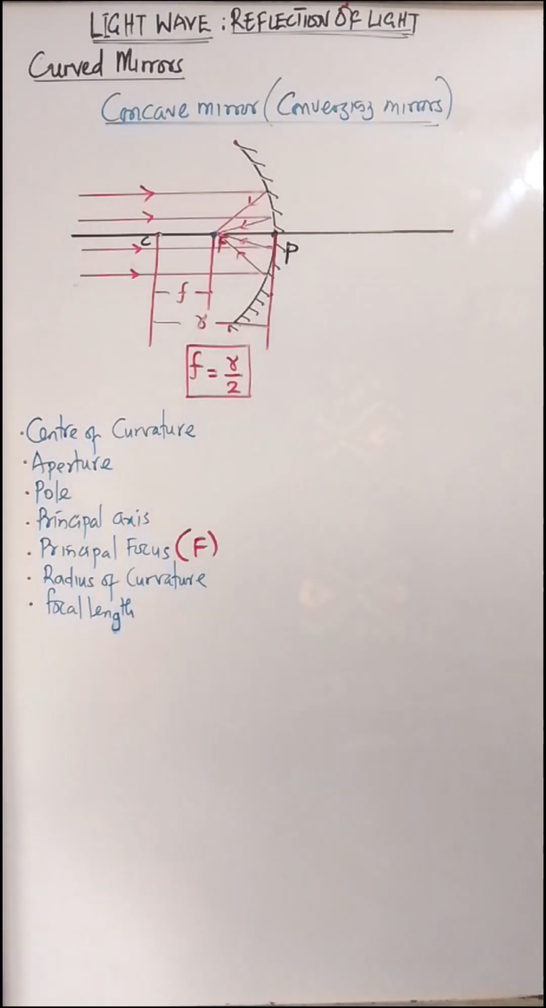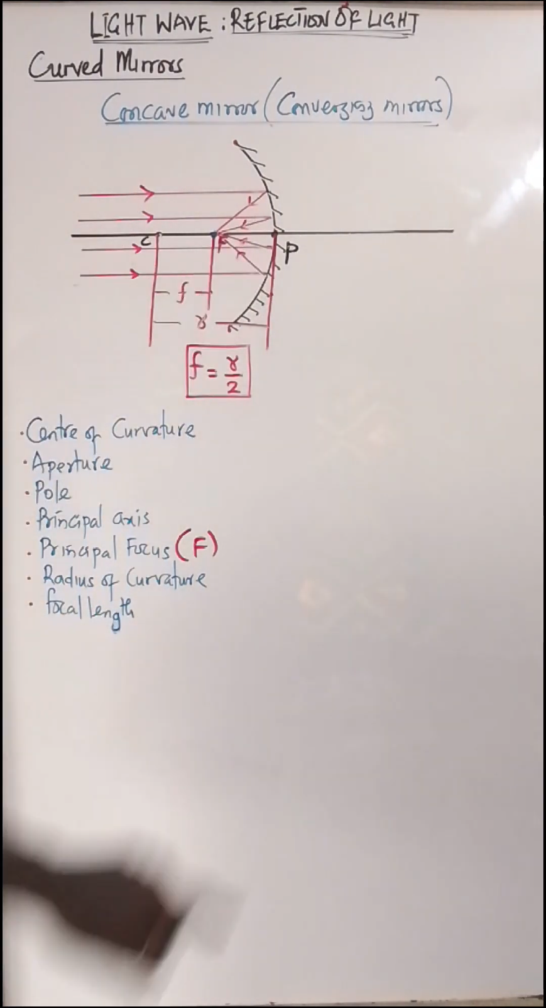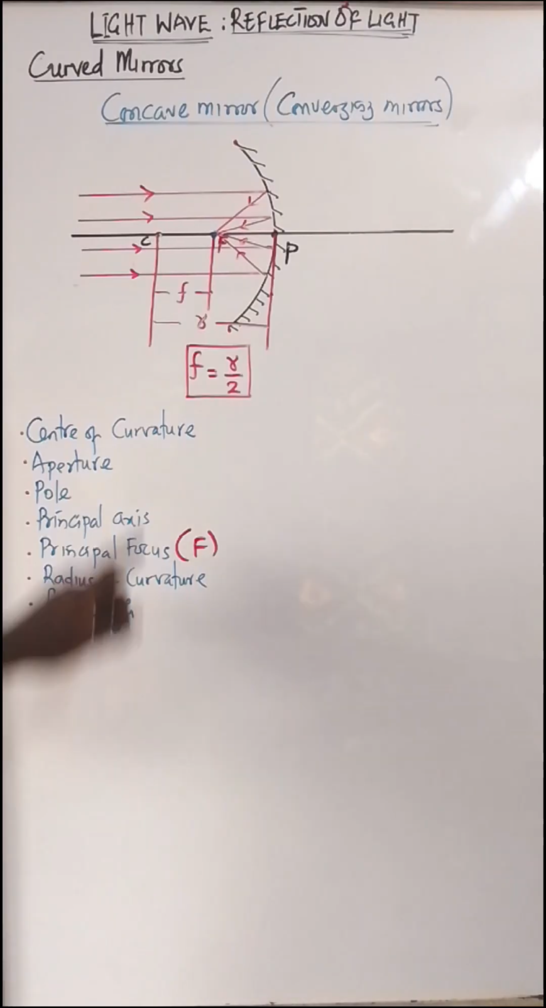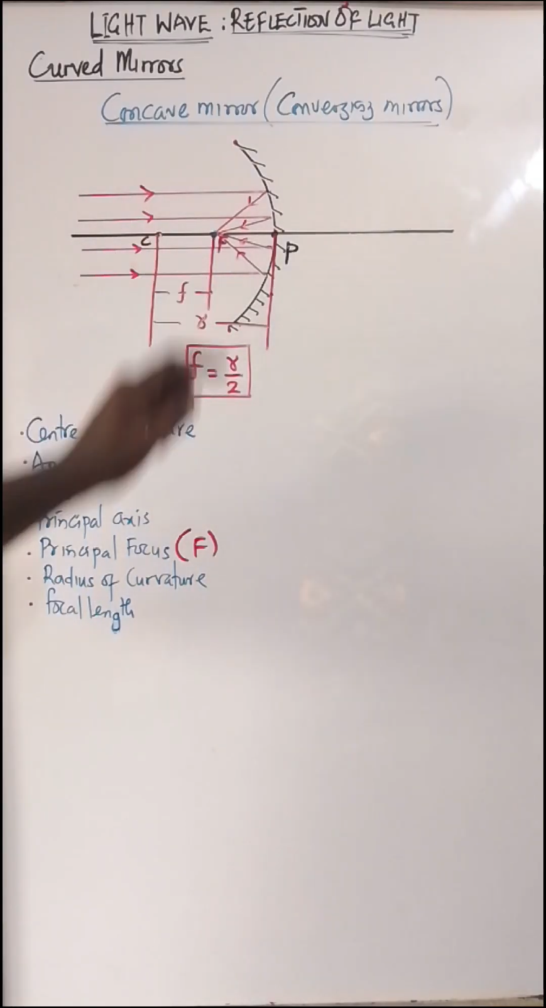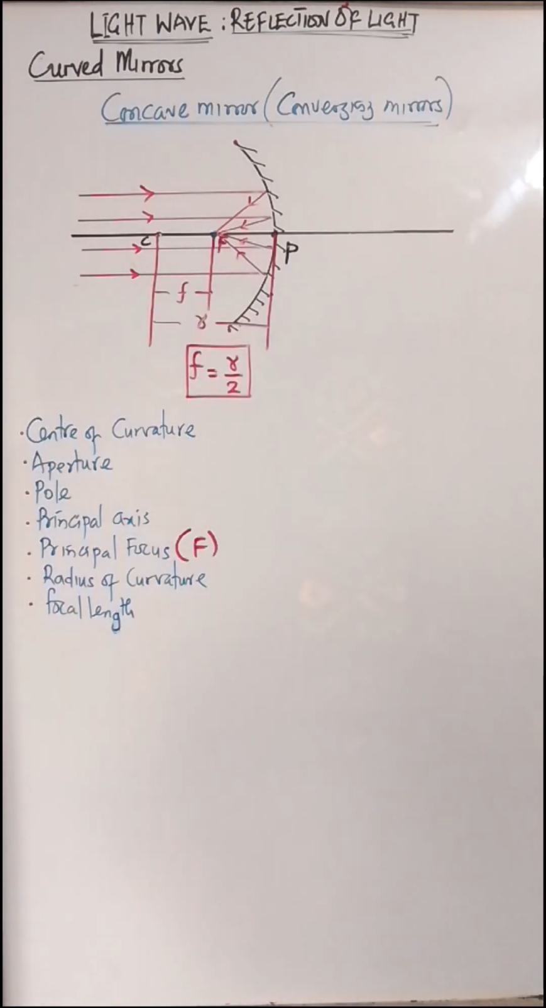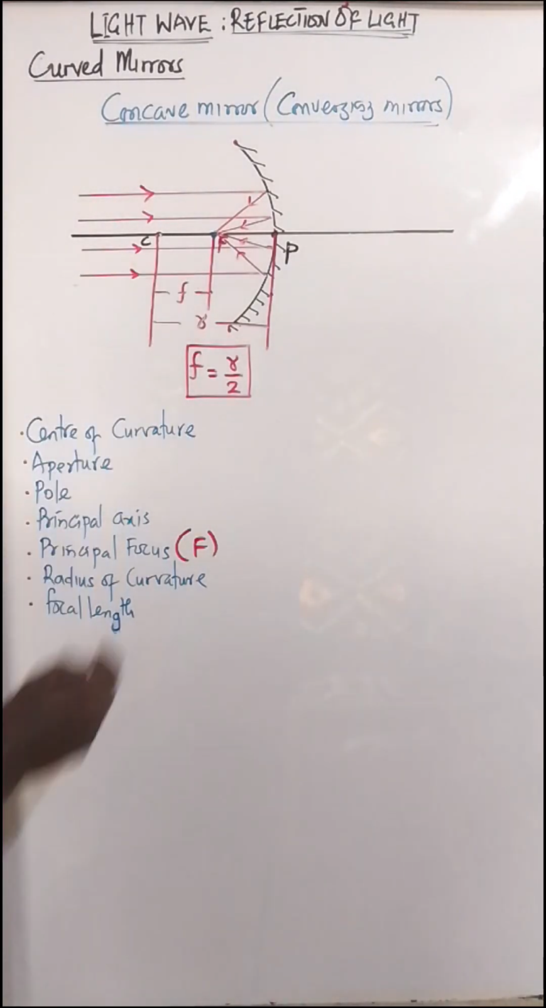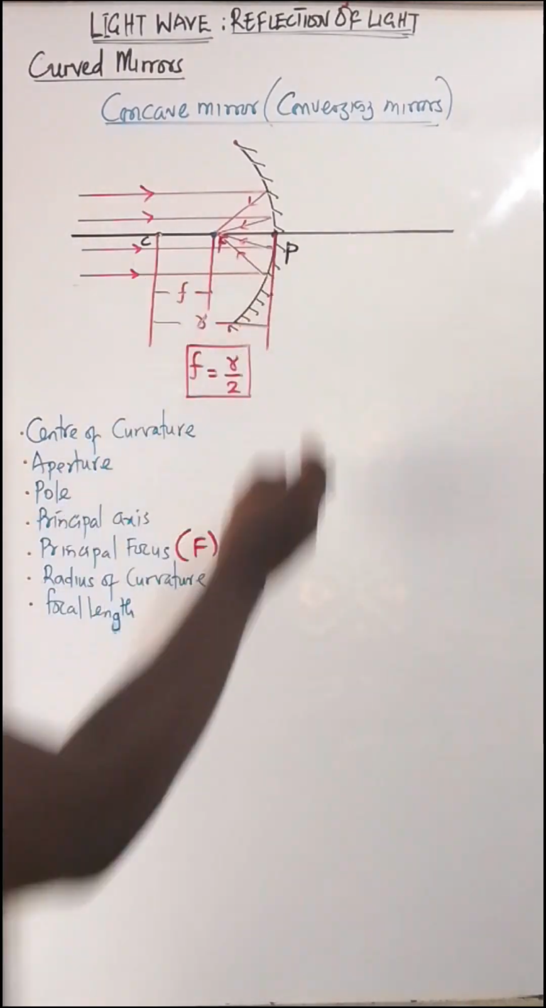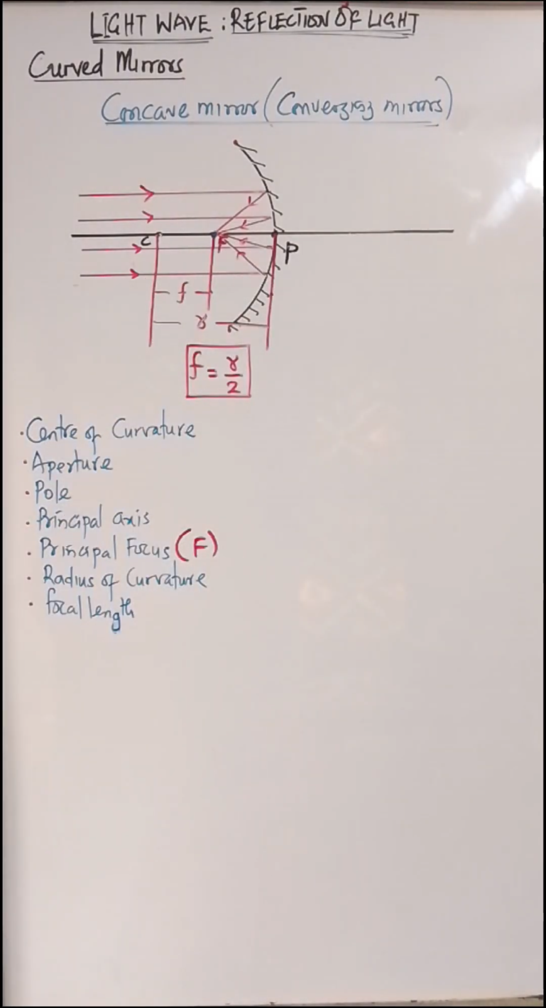Radius of curvature is the distance between the center of curvature and the pole, while focal length is the distance between the principal focus and the pole. The distance between C and F, or between F and P, is called the focal length. And this is how they relate.